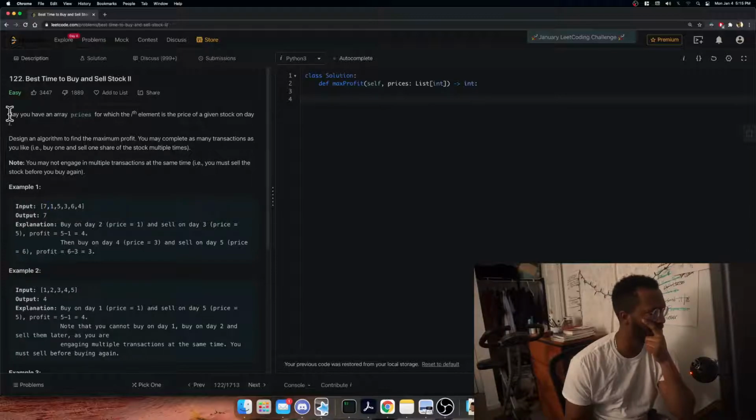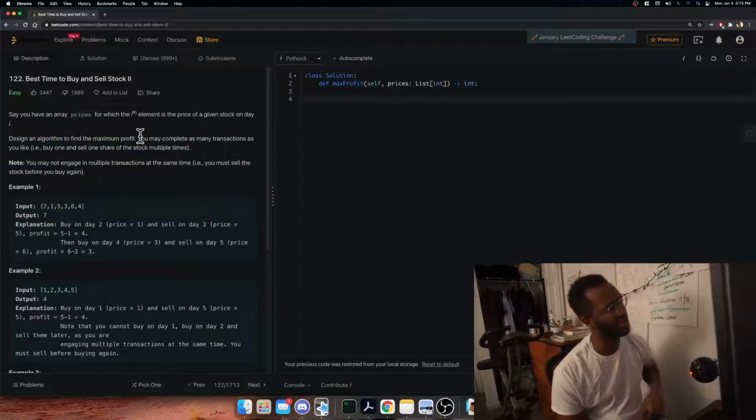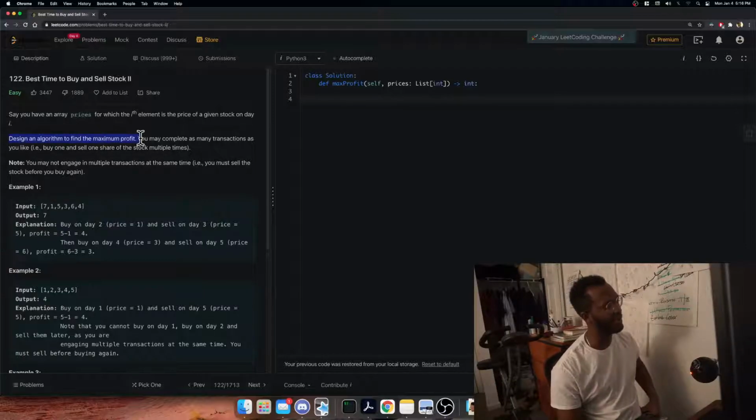you want to read the problem very closely here. So say you have an array of prices for which the ith element is the price of the given stock on day i. Design an algorithm to find the maximum profit. So you want to just stop right there. This other stuff after here is just going to mislead you. So you want to design an algorithm to find the max profit.